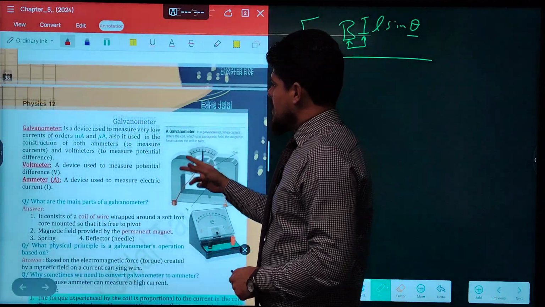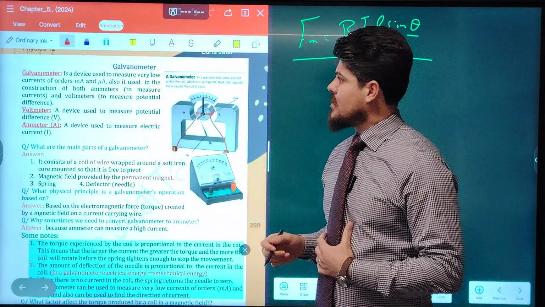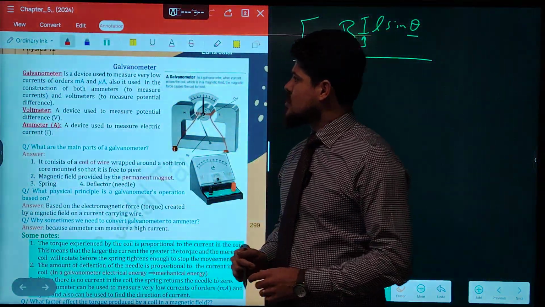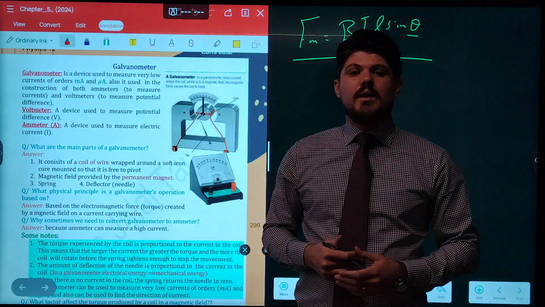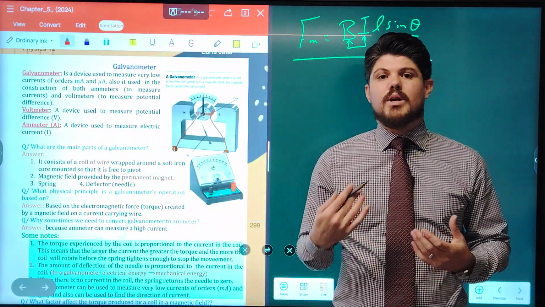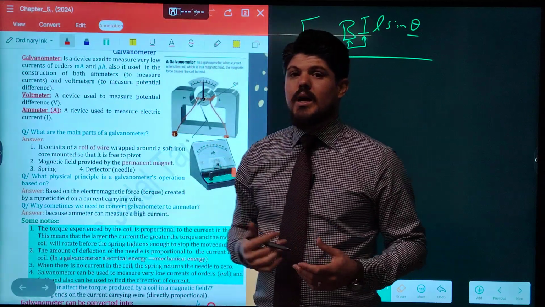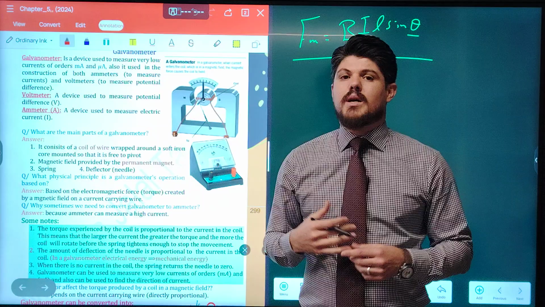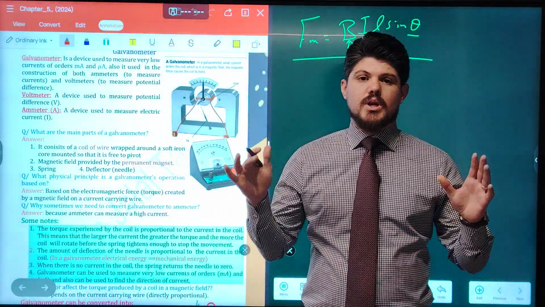Okay. The last topic in section 3 in chapter 5 is about the galvanometer. What is a galvanometer? A galvanometer is an electrical device used to measure a very low current, in the order of milliamperes and microamperes. And it's also used in the construction of both an ammeter and a voltmeter. An ammeter is a device that can be used to measure very high current, and the voltmeter is a device that can be used to measure very high potential difference.